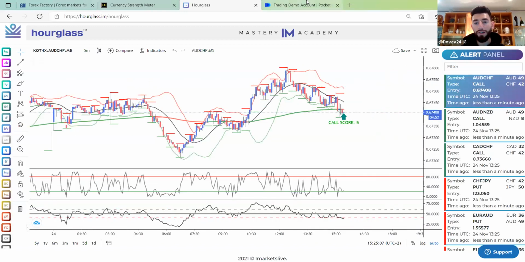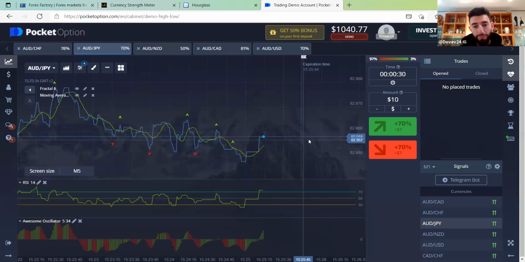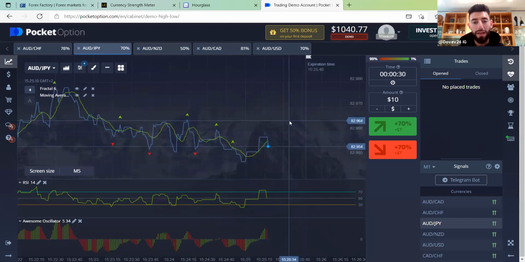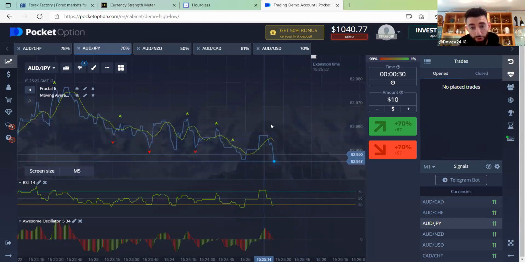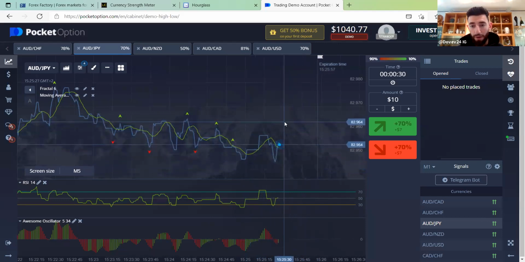Perfect. Call score is 5, guys. We're looking for something that will shoot back up again. So if it does come back up to that 964 and above, look, there it is, guys. It's just come up. Using HourGlass, we were able to see that it's shooting back up again, and it will drop back down, okay? So again, I'm just being picky. I wanted it to come back up a bit higher than that, guys.